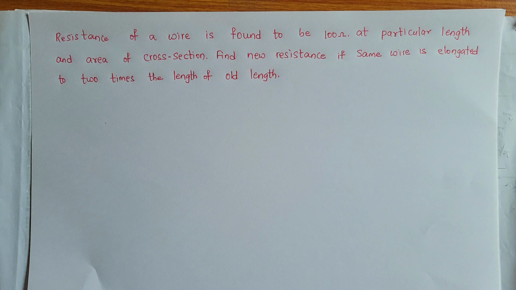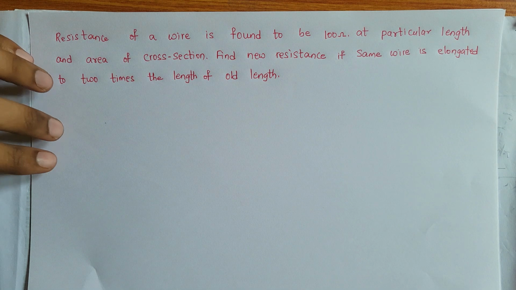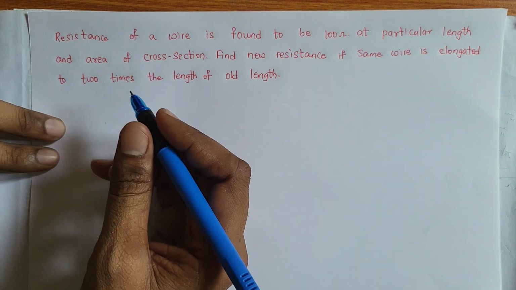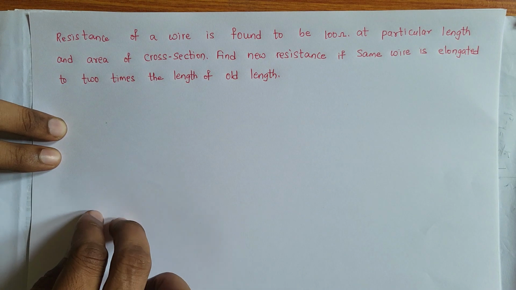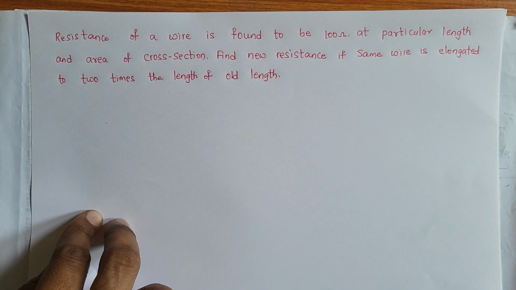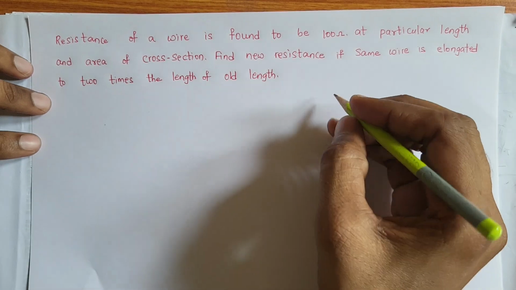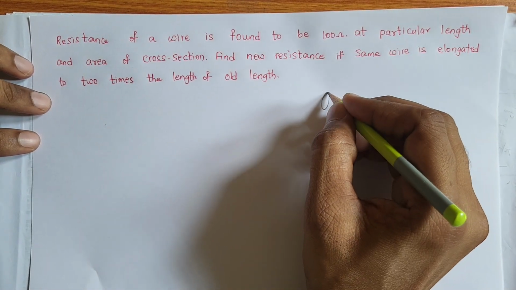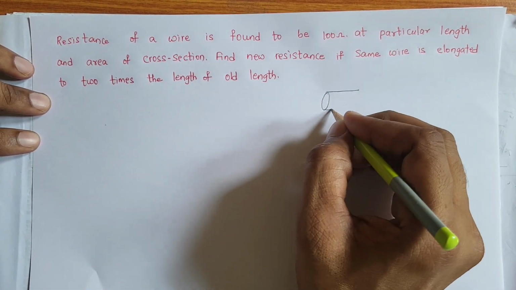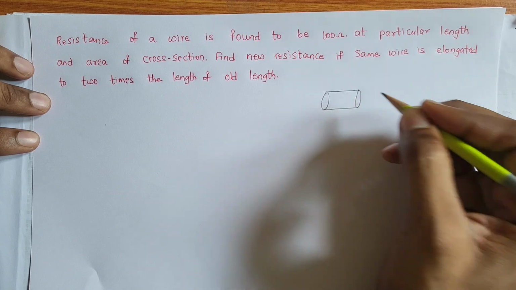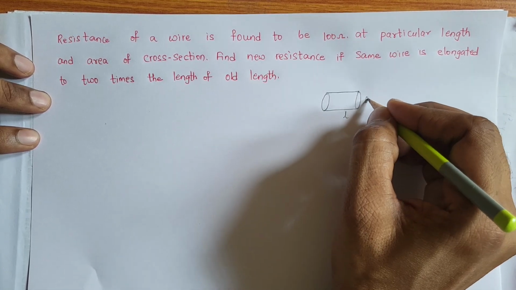What happens to area if you elongate the same wire? Area will decrease. Yes or no? But you are not adding any material to it. If you are not adding any material, volume will be constant. Correct? You just try to understand the problem first of all. There is a material like this. There is a copper wire. There is a wire like this. Length is L, area is A.